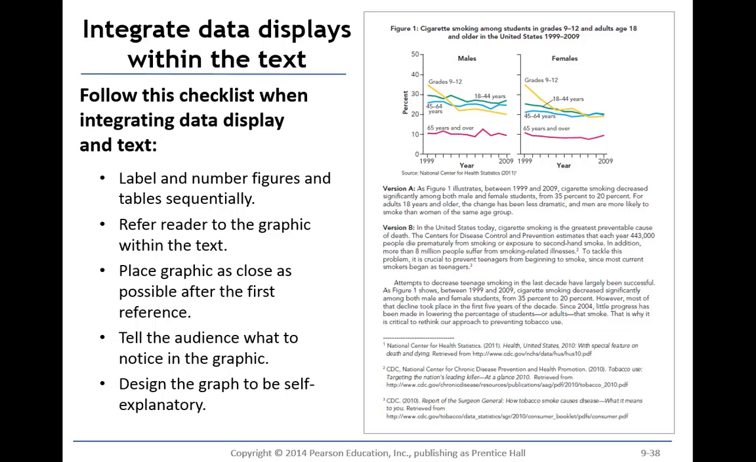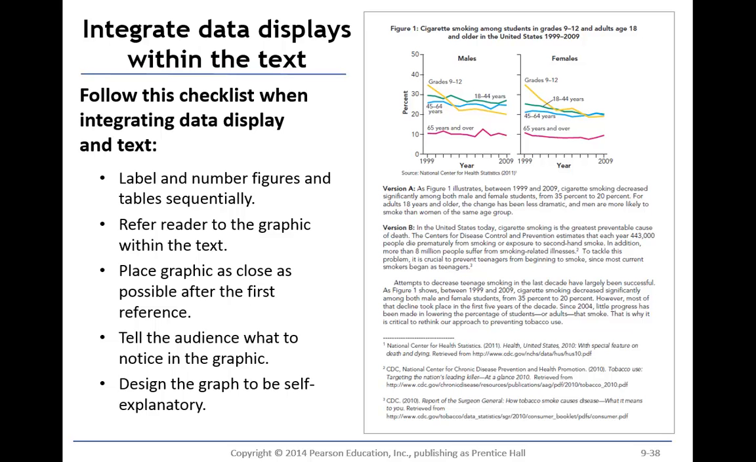Refer the audience to the graphic within the text, using the figure or table number as illustrated in version A and version B of the paragraphs, as illustrated also throughout the book. Place the graphic as close as possible after the reference. Do not place graphics before the mentioned text because that will often confuse a reader.